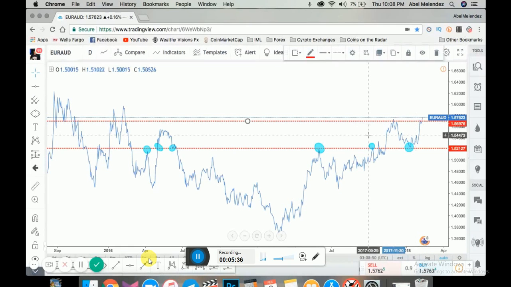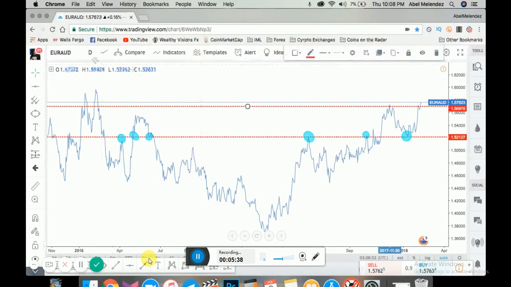Let me draw something for you guys, something I always want you to remember. Say this is a candle right here, and this candle currently went up. It came up and it broke above this line. You don't want to just buy right there. No, you need more confirmation before you take the trade.